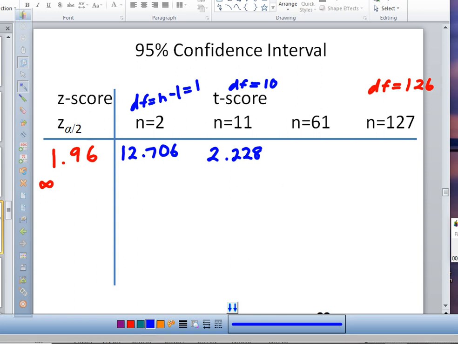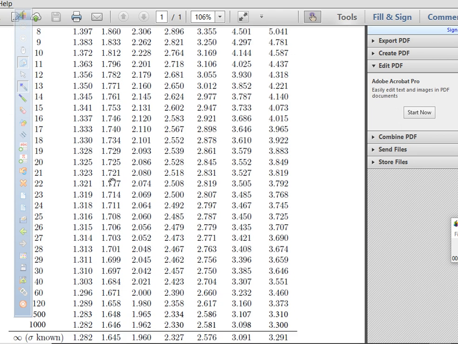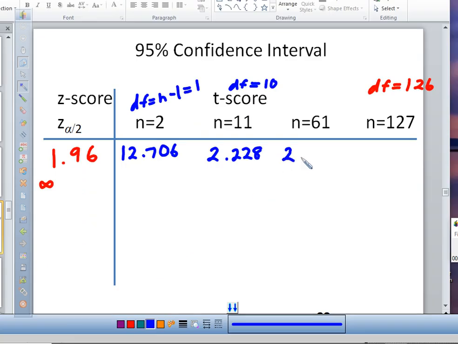So I'll go ahead and move on. N is 61, so that means that my degrees of freedom would be 60. So here's 60, and we go out, and it's right here, 2.00.